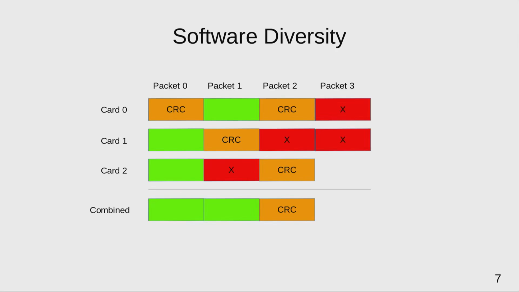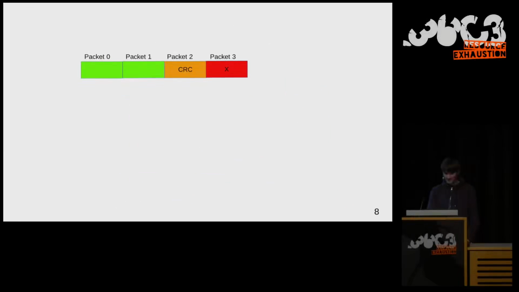And packet 3 might be missing on all of the cards. This typically happens when you have some external interference, like someone switches on a light, creates a spark, and this destroys the reception on all of your cards. Now taking this combined stream of packets, this is of course not satisfactory. So this is still better than one card, but there are still some artifacts. And how could we deal with these?